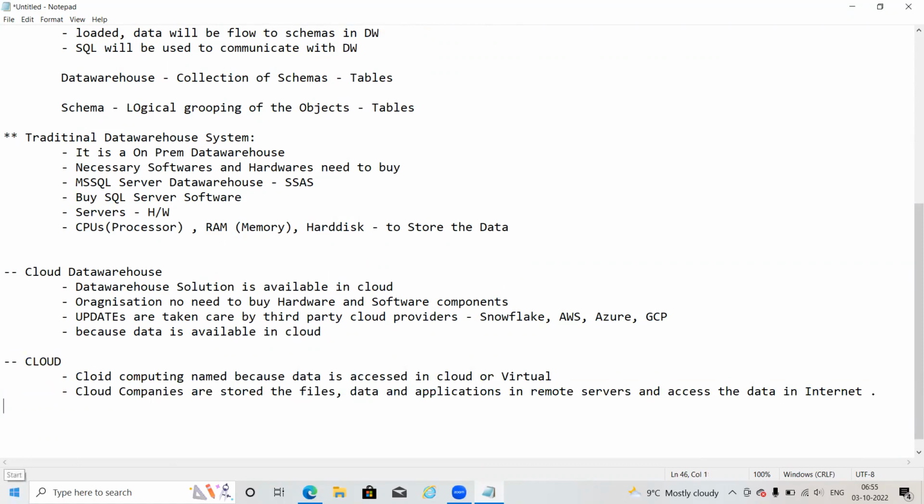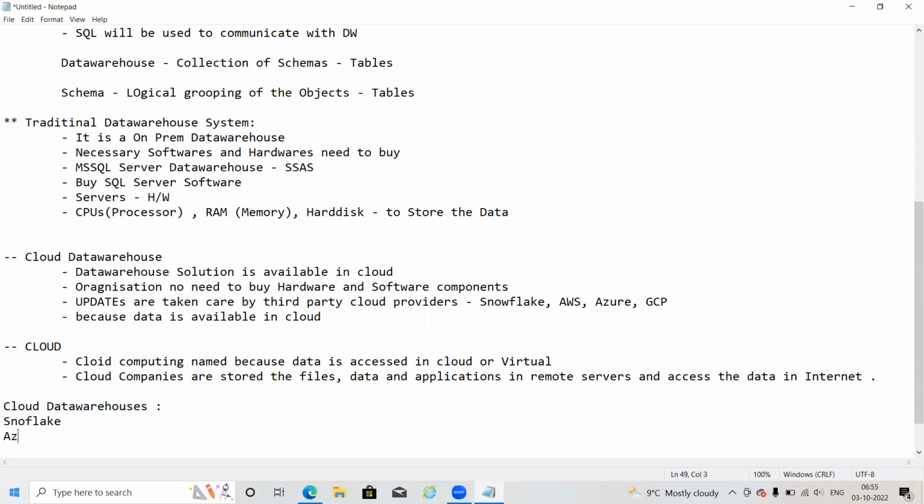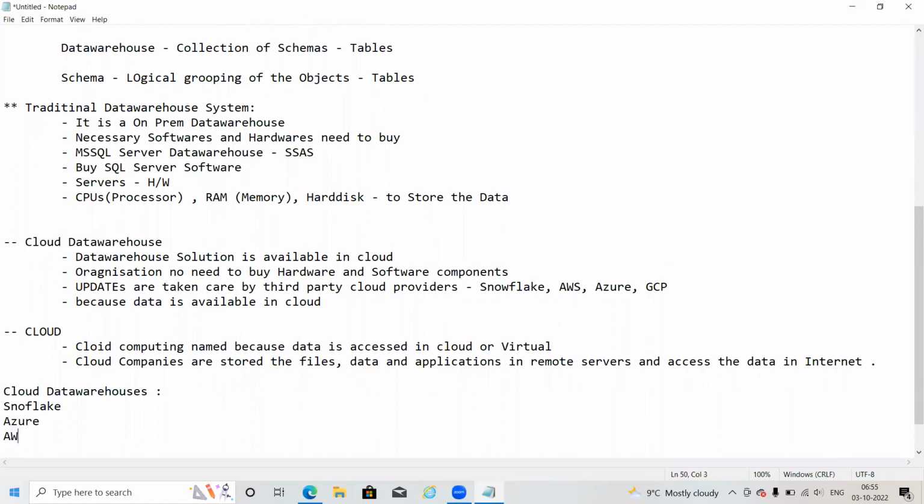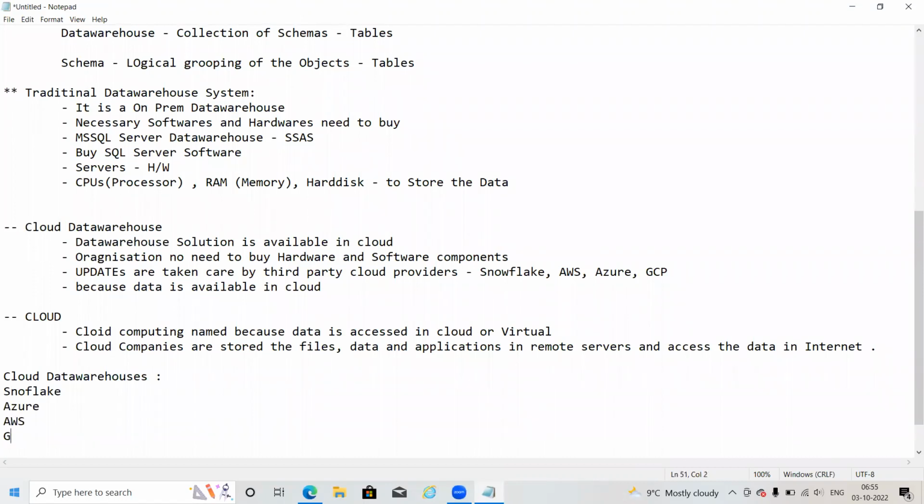Yes. Thank you. So like this, we have many cloud data warehouses. On top of this, we have Snowflake, Azure, AWS, and GCP. Out of all these cloud data warehouses, we have chosen Snowflake. So this is the cloud data warehouse.